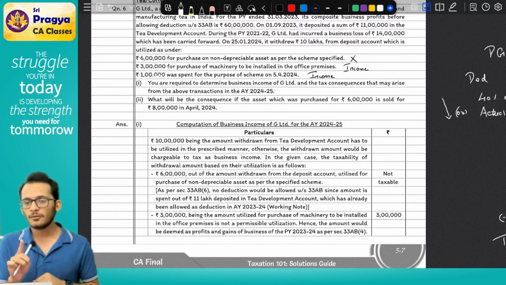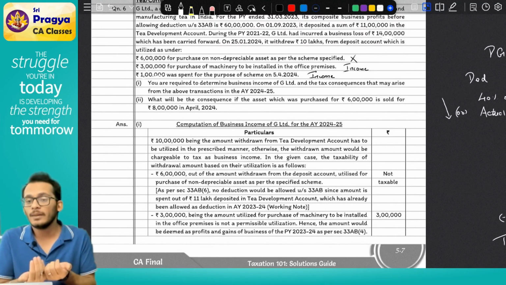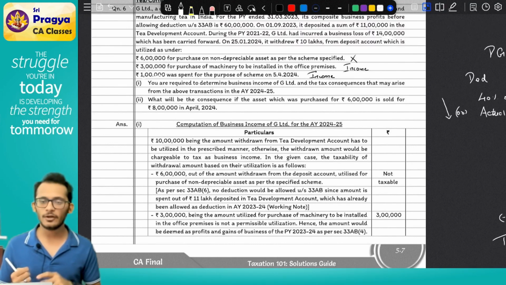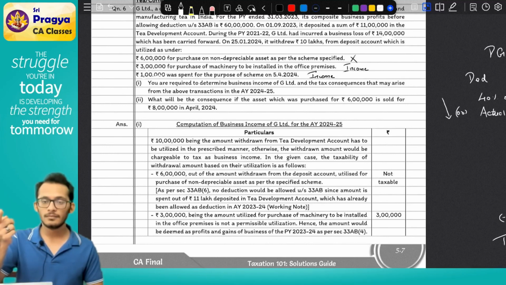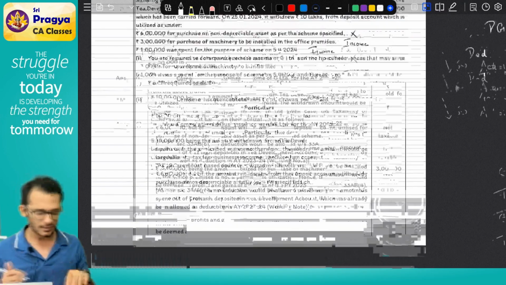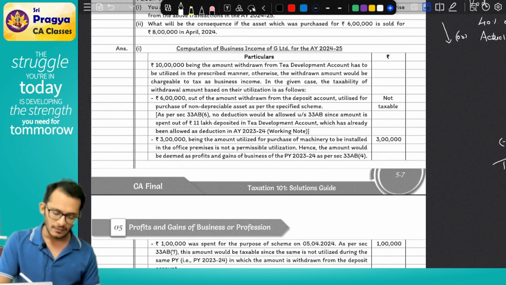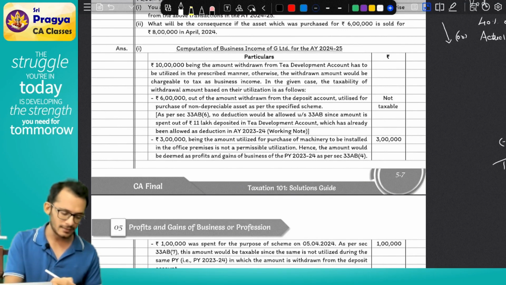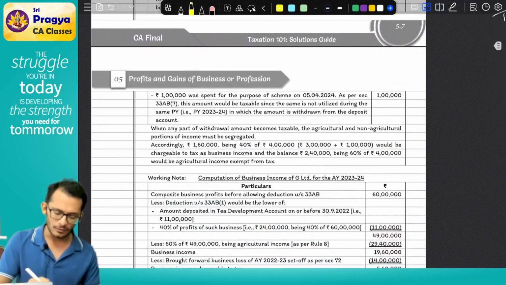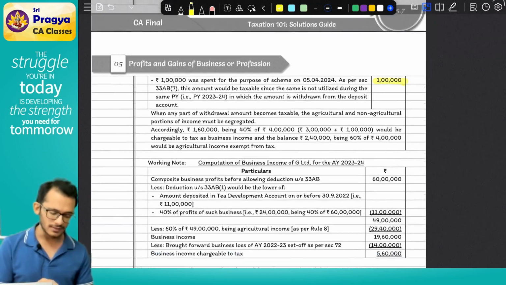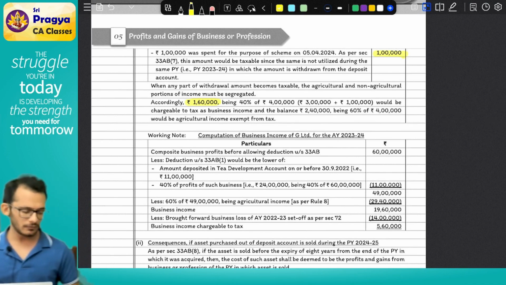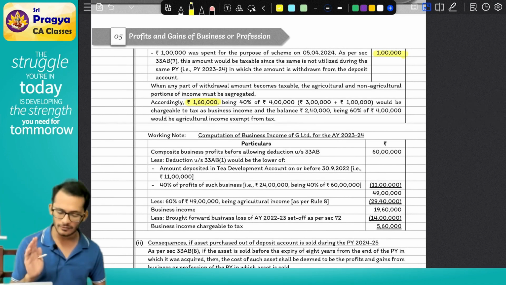But understand, this 4 lakhs will be added to my business income. If it is going to be added to my business income, again you will do 60 and 40. So out of that 4 lakhs, only 40% will become taxable, 60% will become not taxable. That's what they have given. See, in the computation of business income, 6 lakhs is not taxable. 3 lakhs is taxable. 1 lakh is also taxable because it is done next year. Total is 4 lakhs. In that 4 lakhs, 1 lakh 60,000 will become taxable. Balance 2 lakh 40,000 will become exempt.